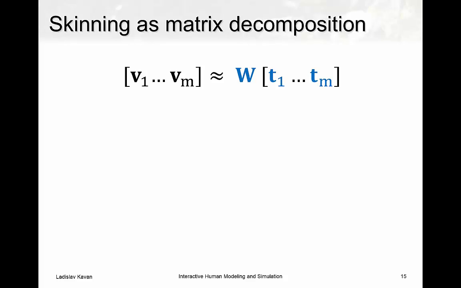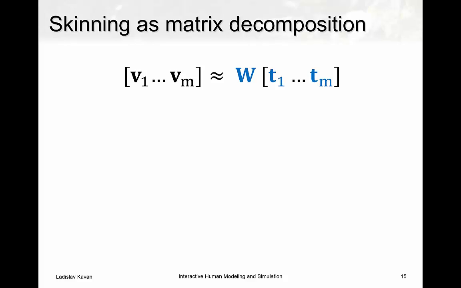Wait, what did I just say? I just said it wrong. The frames are V1 to Vm. That's the input. And the T1 to Tm are the bone transformations I'm looking for. I don't know them. I have to find them. That's why I denoted them in blue font, because those are the unknowns we'll be solving for.